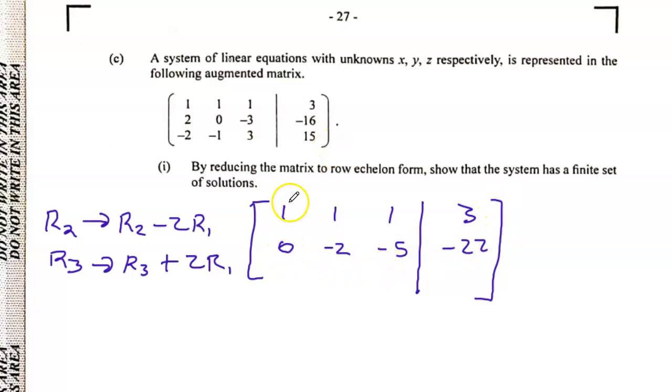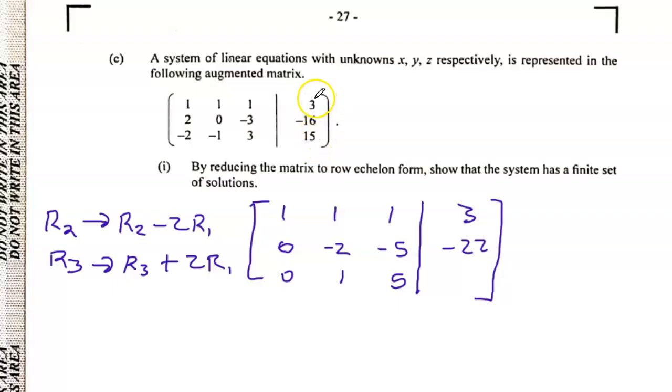And then row 3 will become row 3 plus 2 row 1, so negative 2 plus 2, that's 0. Negative 1 plus 2, that's 1. 3 plus 2, that's 5. And 15.